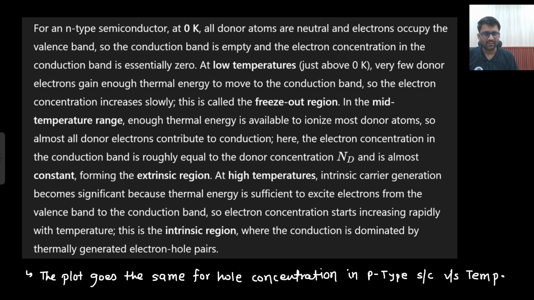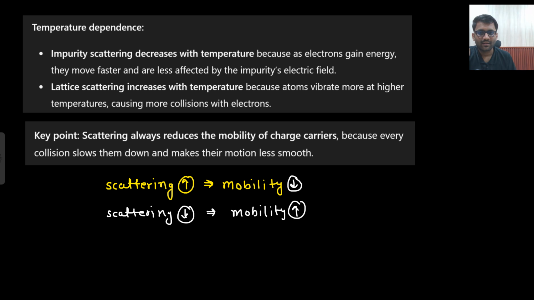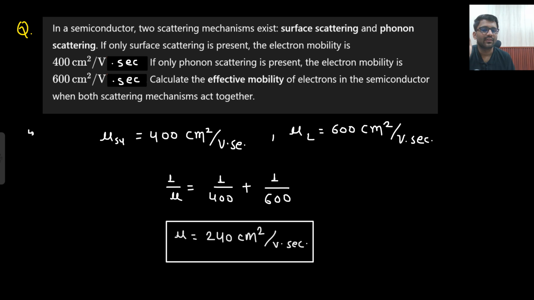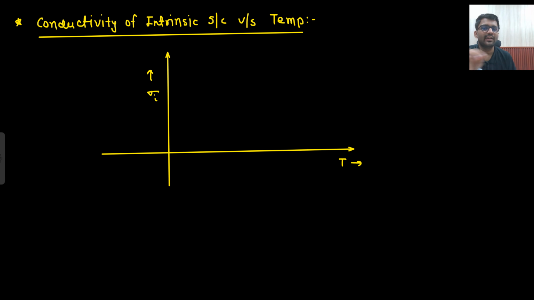So these graphs we have seen. Now who comes into action? Carrier concentration done. Mobility done. Now who will come into action? Conductivity. So what you will see? Conductivity versus temperature graph for intrinsic semiconductor. First we will see the conductivity of intrinsic semiconductor versus temperature graph.